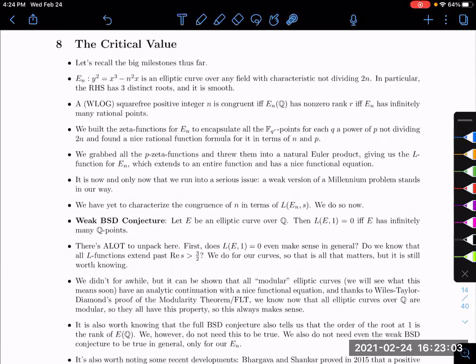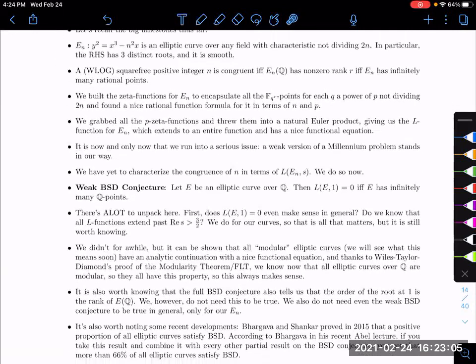What else should we point out? Not only do we only need a weak version of the BSD conjecture to be true, we only need it to be true for our specific elliptic curves, E sub n. We don't even need it to be true for all elliptic curves.